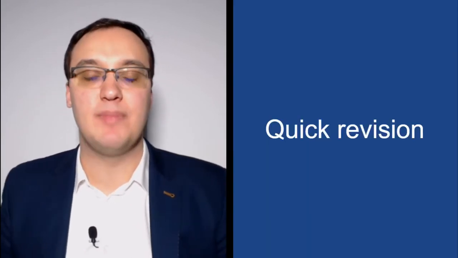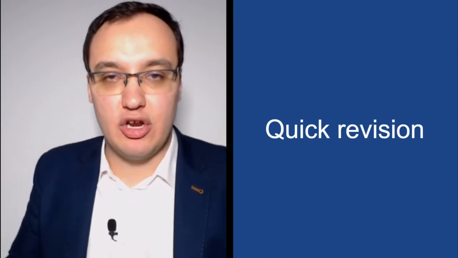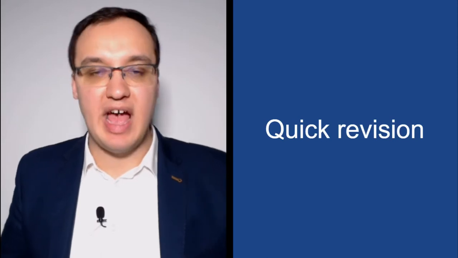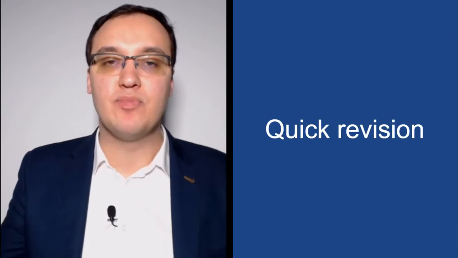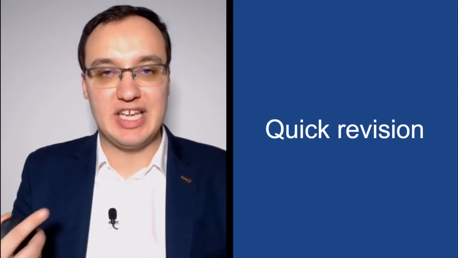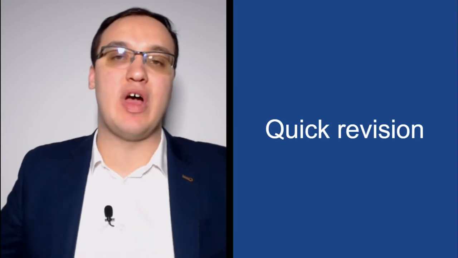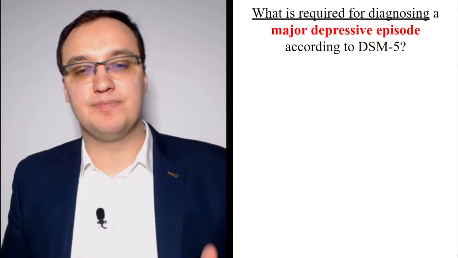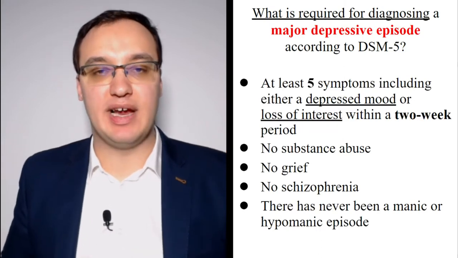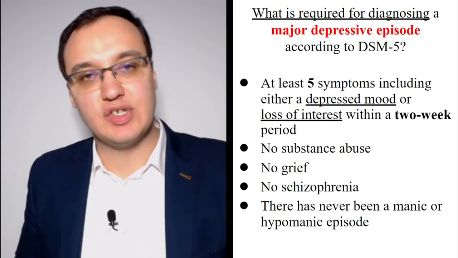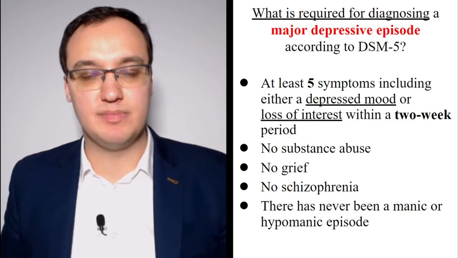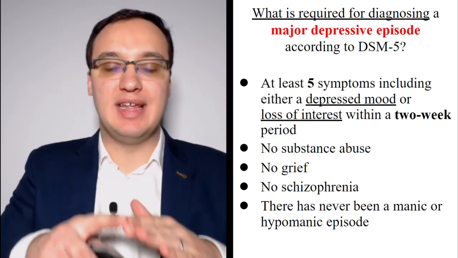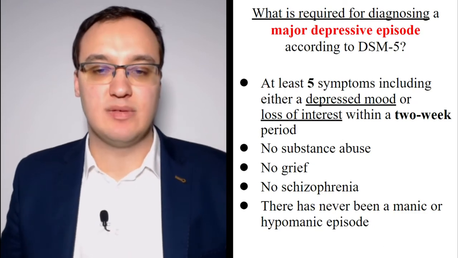Okay, so that was a lot of symptoms. Let's look at them really quick. I have already explained everything, so now we will rush through this presentation. The synonym is major depressive disorder. The classification for the diagnosis of depression is 5 symptoms. One has to be depressed mood or loss of interest, and it has to last at least 2 weeks, okay?